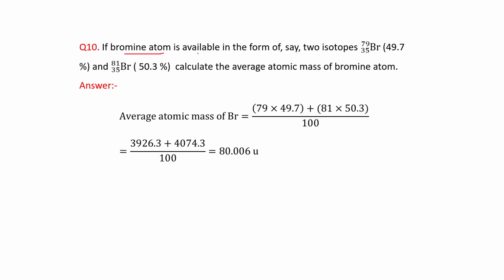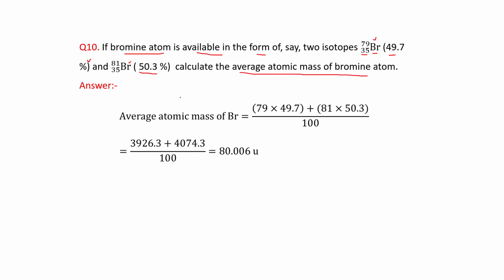If the bromine atom is available in the form of 2 isotopes, bromine 79, where 35 is the atomic number of bromine, with 49.7% as its percentage abundance in nature. Another isotope of bromine is bromine 81 and its percentage abundance is 50.3%. Calculate the average atomic mass of the bromine atom.